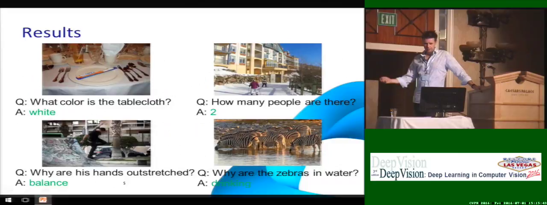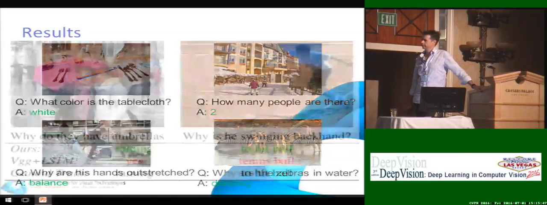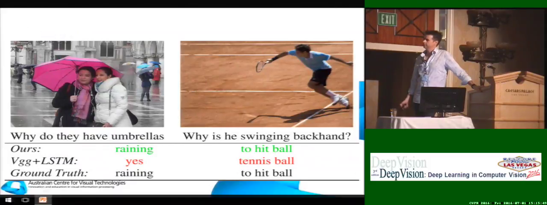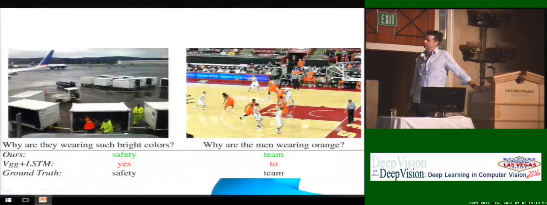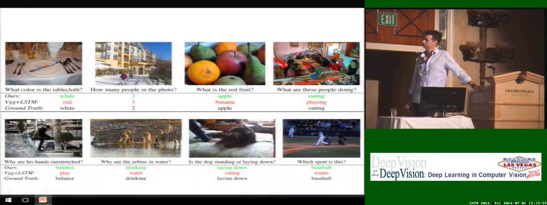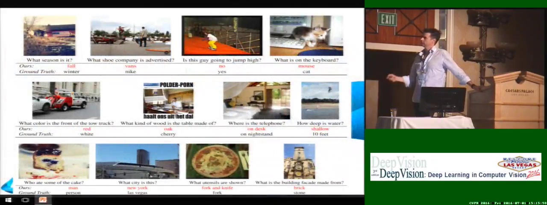Okay, and it answers questions that we'd ordinarily have trouble with, like why are the zebras in water, why is he swinging backwards to hit the ball? And let me show you some failures, I'm running out of time, but there are some failures here. The top right one is what's on the keyboard, and the answer we give is mouse, whereas the truth is cat, and you can understand how that error might have been made.